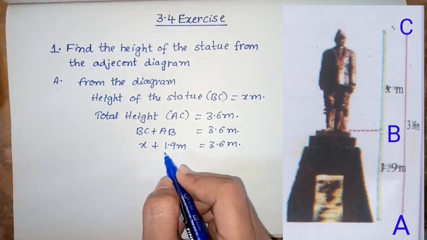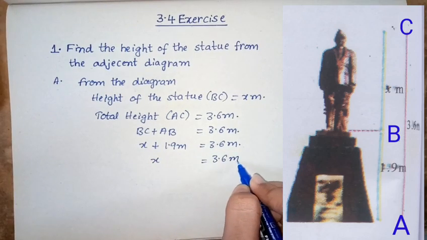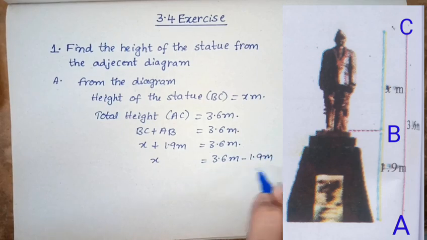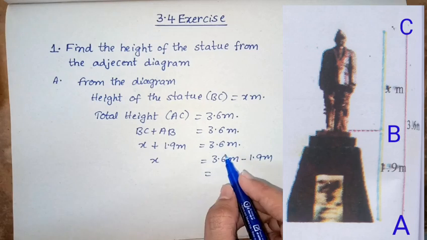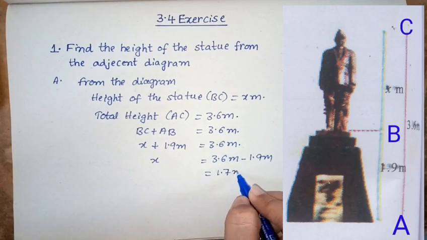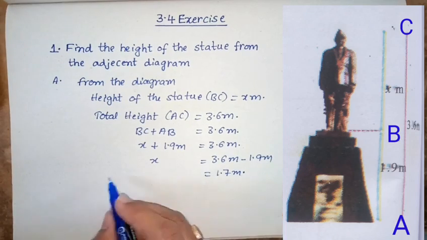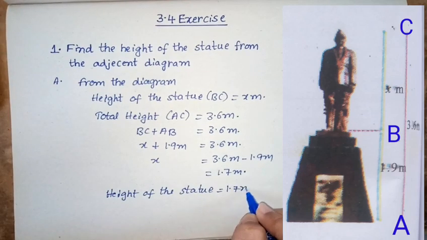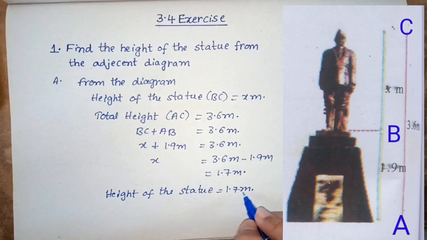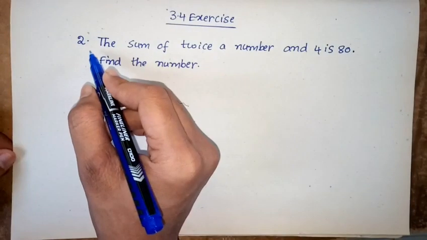Now find the x value. x is equal to 3.6 meters minus 1.9 meters. Subtract 3.6 and 1.9, you will get 1.7 meters. So the height of the statue is equal to 1.7 meters. So this is the solution for the 3.4 exercise first problem.